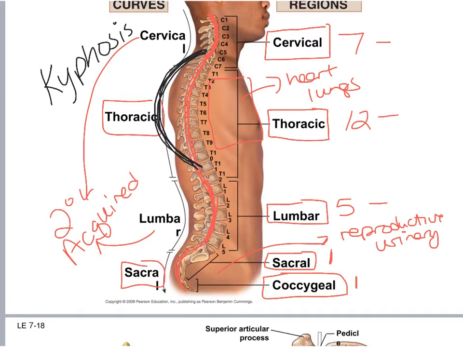Another type of abnormal curve is when the lumbar curve becomes exaggerated. This is called a lordosis. We see this in pregnant women who are carrying a lot of extra weight, so their back curves in more, or people that have a lot of abdominal fat. Or we even see this in gymnasts and dancers who stretch out all the ligaments in their spine, and now they can't maintain a proper posture, and they get more of a lordotic lower spine because of that.